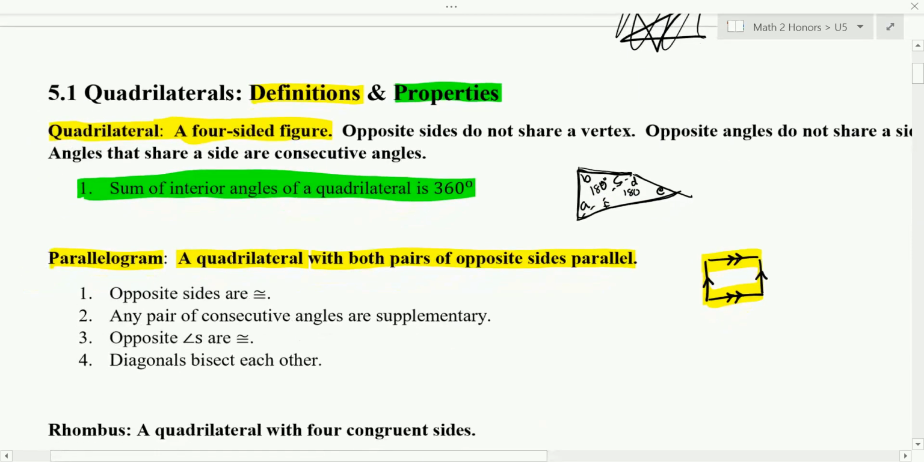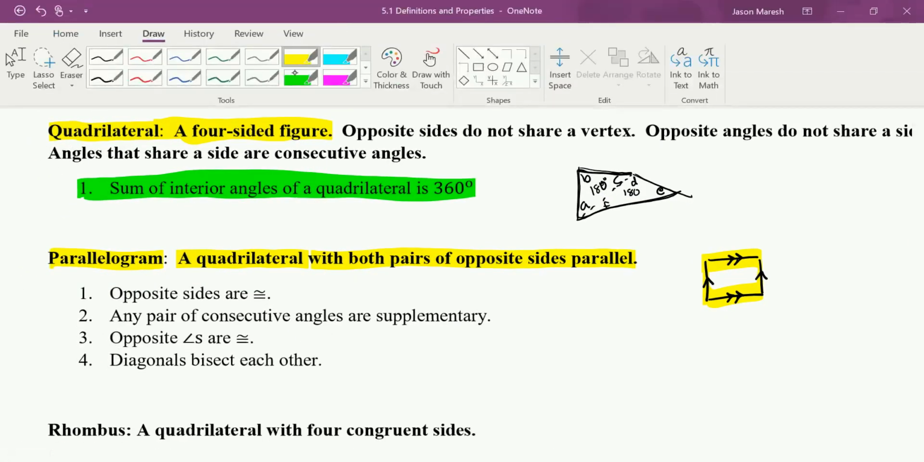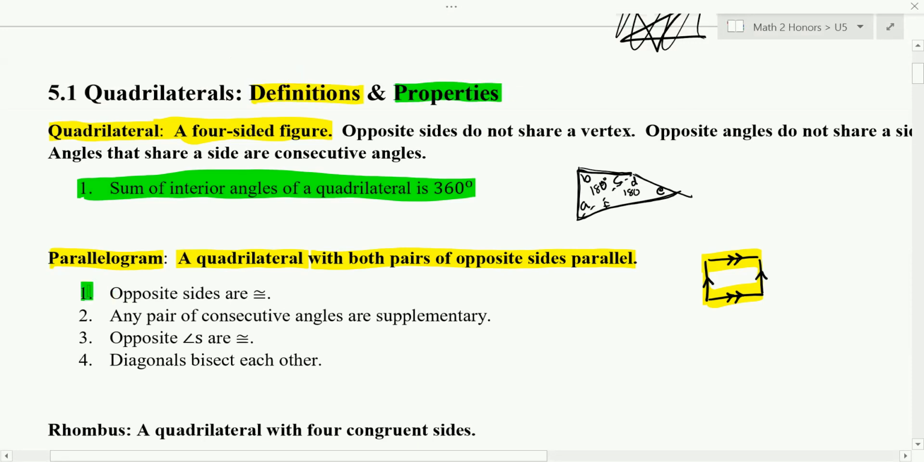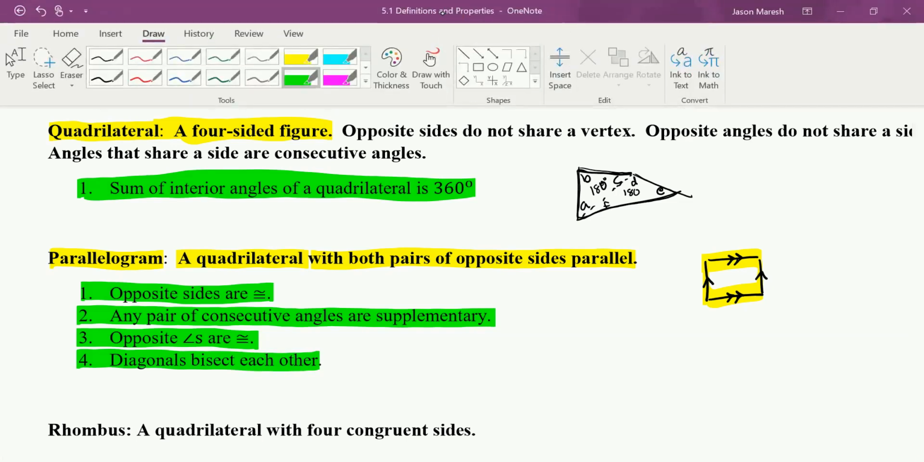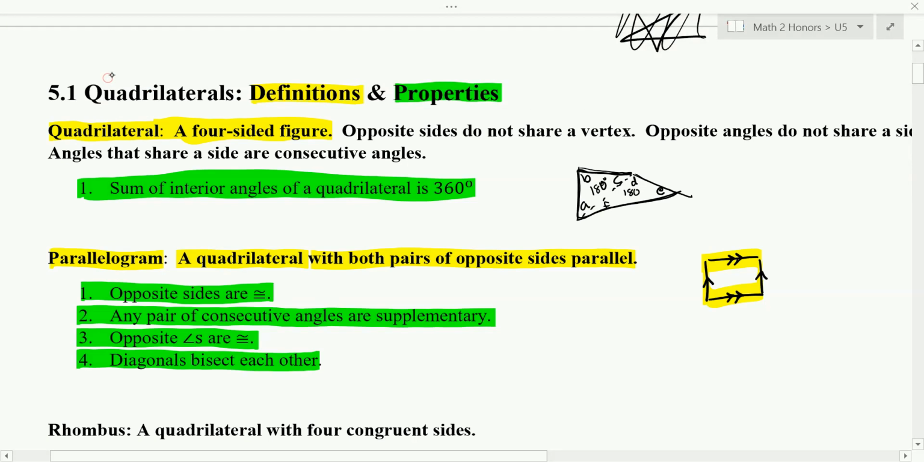That's all you need to show me it's a parallelogram. If we start with that, we can prove 4 things. We can prove that opposite sides are congruent. That's a property. We could prove that any pair of consecutive angles are supplementary. We can prove that opposite angles are congruent, and we can also prove that the diagonals bisect each other. When we get to section 5.2, you're going to prove most of these properties.